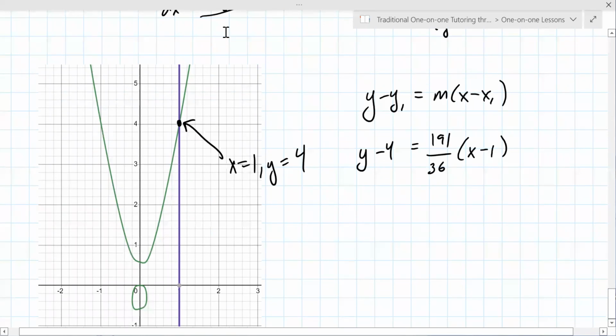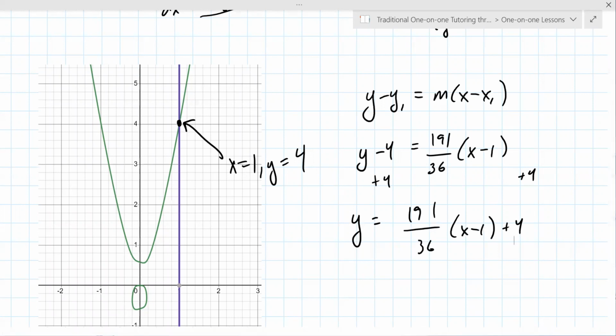So the last thing I can do just to check this, and actually let me move this 4 over, add 4 to both sides, is I'm going to graph it and just visually inspect, does it actually look like a tangent at that point? Because it's supposed to visually look like that. So let's do that. 191 over 36, x minus 1, plus 4. So I'll snip that in so you can see that.